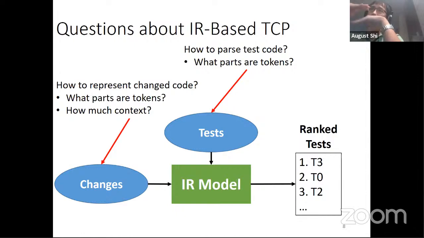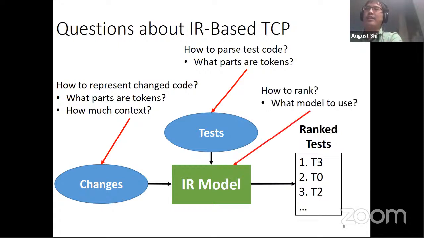Do we just look at the lines that are in the diff, or do we look at some number of lines above it, or do we consider the entire file where the changes are? And finally, for the model itself, what model do we actually use? There are several IR models used for various different purposes, but which ones are best for test case prioritization?